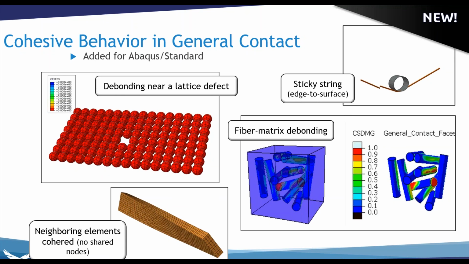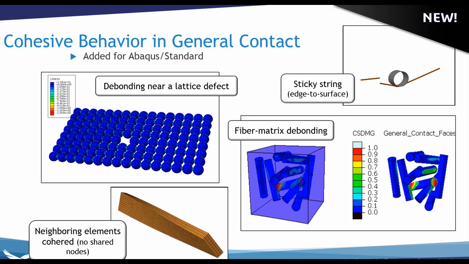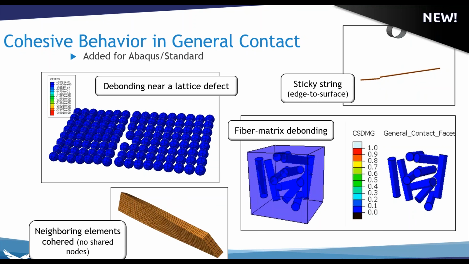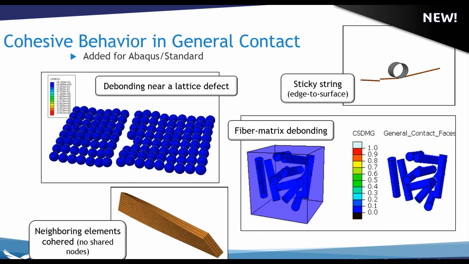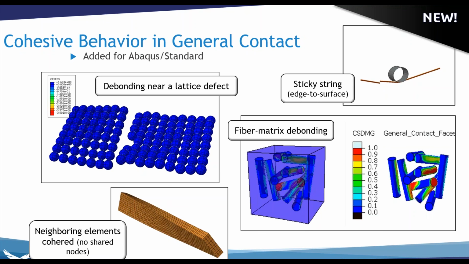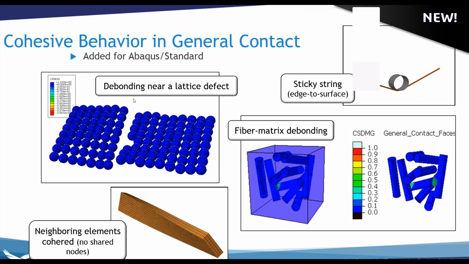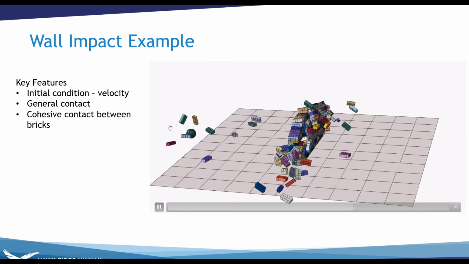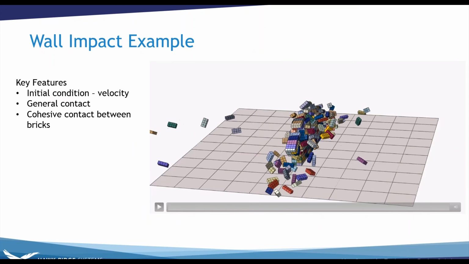And I have an example that I want to go through here, which is I've set up a wall with a ball impacting it. And these are all built with that cohesive modeling and general contact. Key differences of this analysis with the other analysis I walked you through is that we're going to have an initial condition of velocity on the ball, and that we've got the cohesive contact between the bricks.